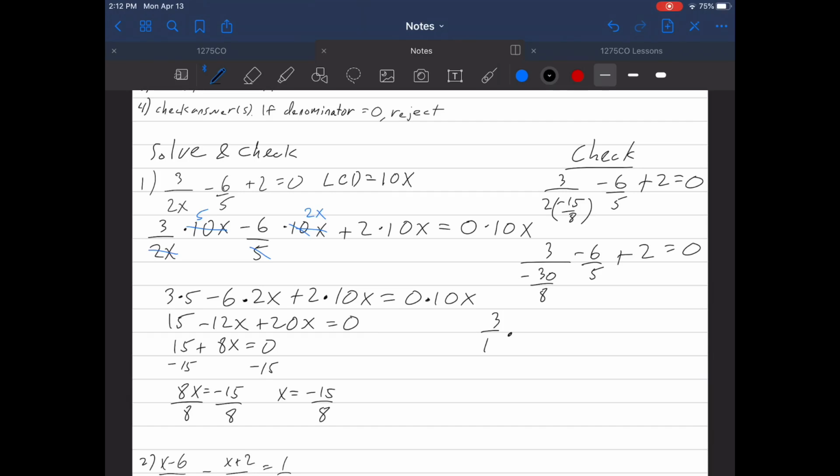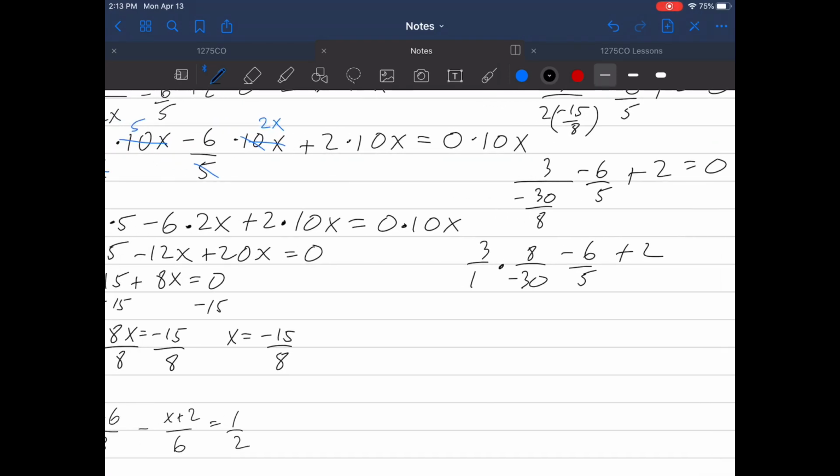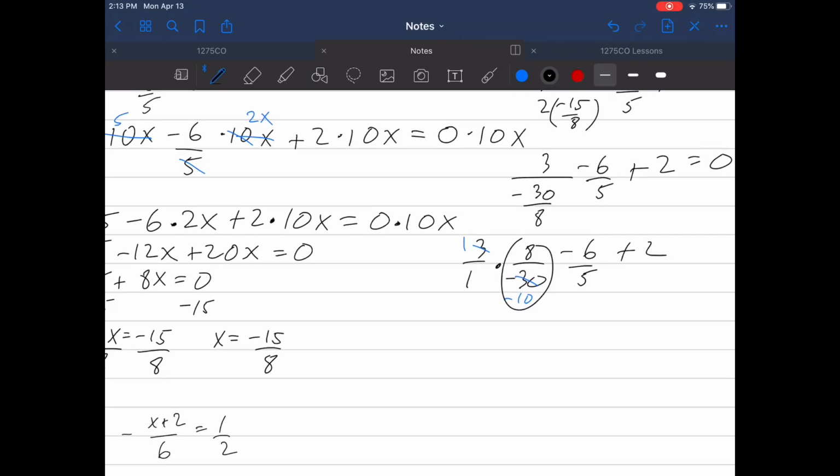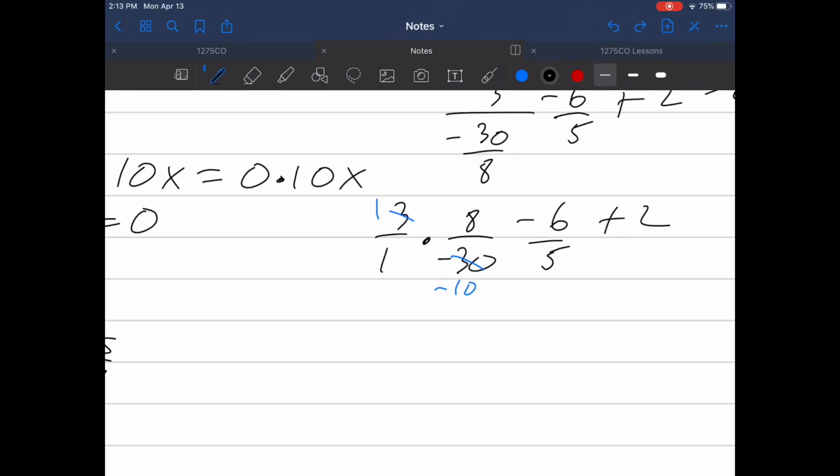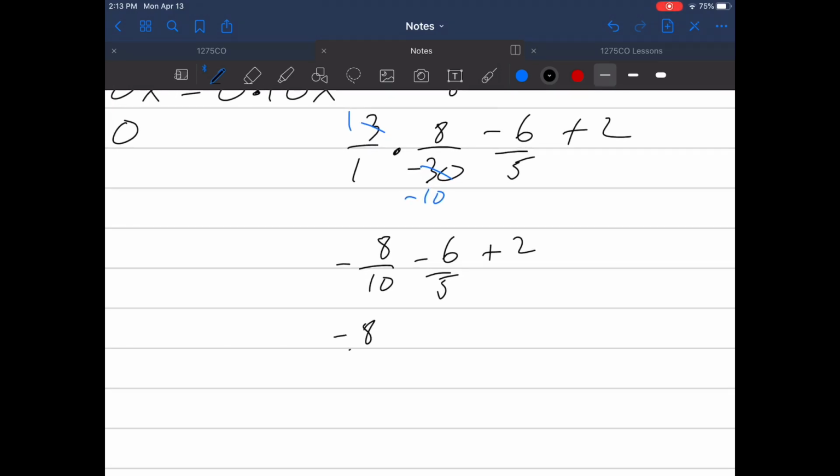That's going to be 3 over 1 times 8 over negative 30 minus 6 over 5 plus 2. I did keep change flip at the same time, which means I flipped this fraction on bottom. We can reduce this to make our multiplication life a little bit easier. So that's going to be negative 8 over 10 minus 6 over 5 plus 2.